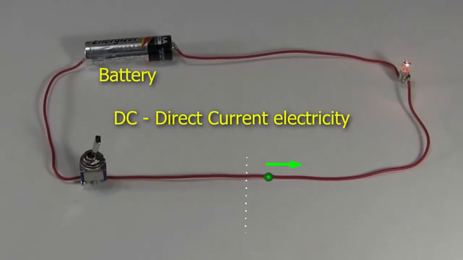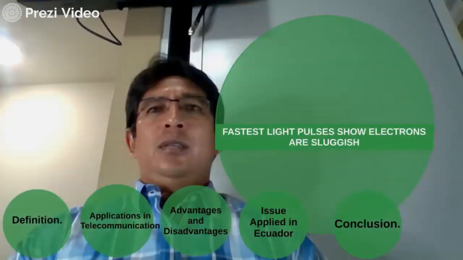Electricity from a battery is direct current electricity. The electrons go around in one direction. Electricity application in telecommunication.